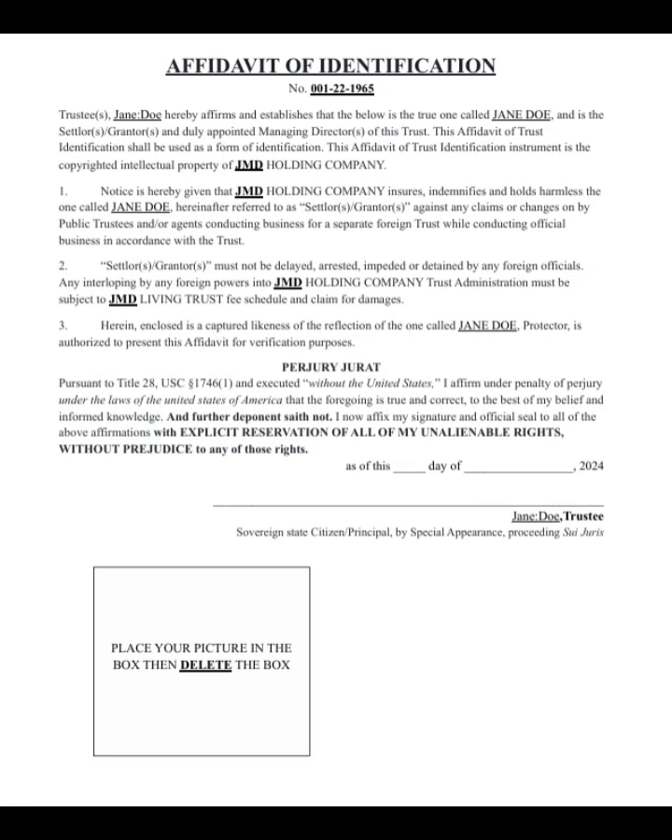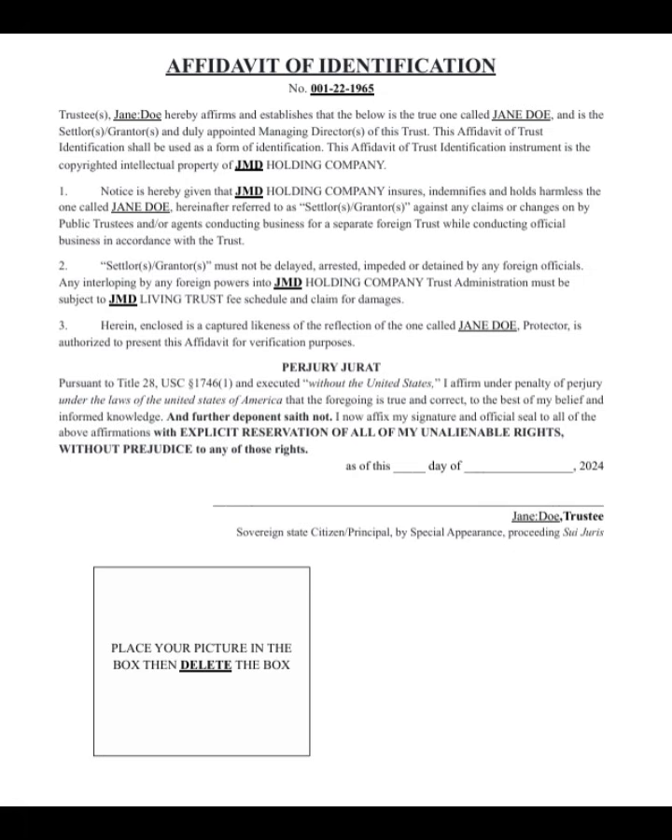The trustee is a sovereign state citizen. Mind you, sovereign and citizen can never be in the same thing. So just be careful with what you put together. You know what I mean? The declaration of trust and trust created thereunder may be referred to by the name JMD Holding Company or JMD Living Trust, Revocable Living Trust Organization. Then you got your perjury jurat signature again. That's a lot of notaries.